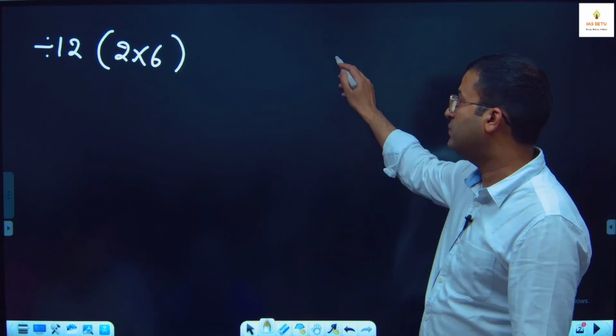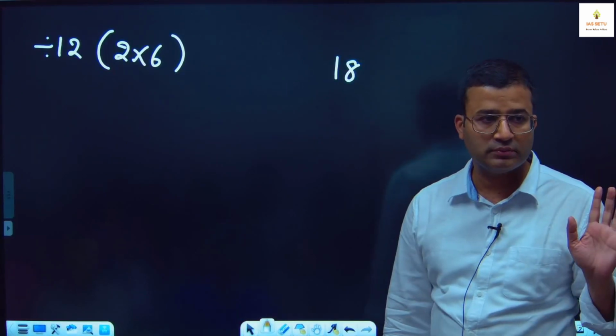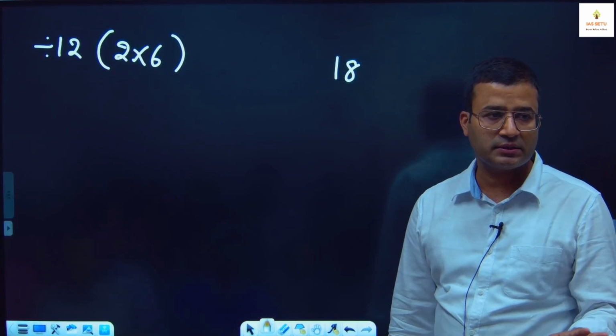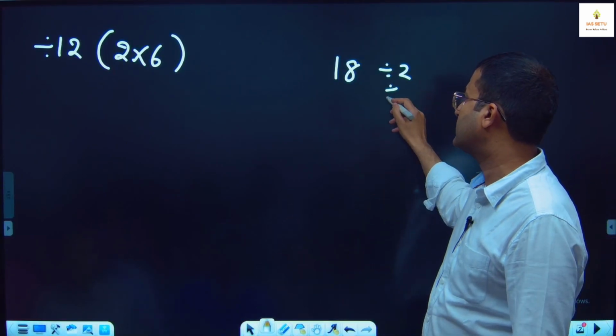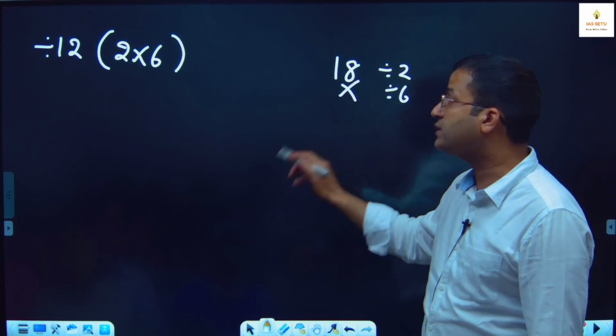I tell you. Number is 18. Check. 18 is divisible by 2. 18 is divisible by 6. 18 2 से भी divide होता है, 6 से भी होता है. But check, is 18 divisible by 12? No. What is wrong here?